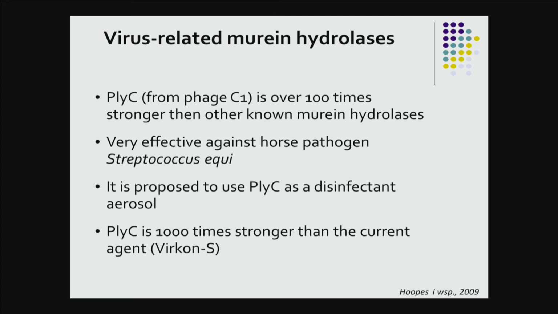And another fact is that PLC is 1,000 times stronger than the currently used agent, Virkon S. In another experiment, when PLYC was administered orally to mice before infection with Streptococcus, only 500 units of enzyme were needed. With this amount of enzyme, no bacteria were detected in the mice afterward.